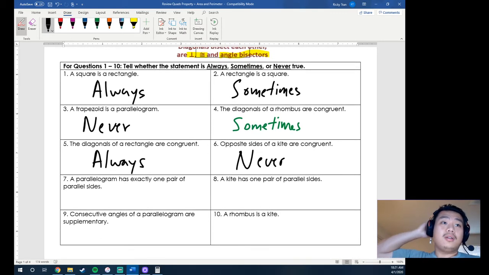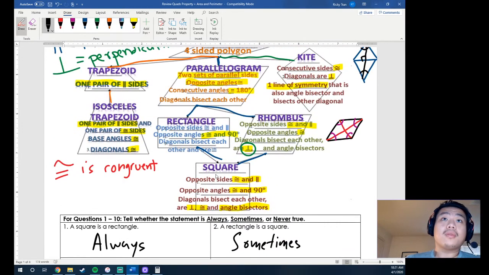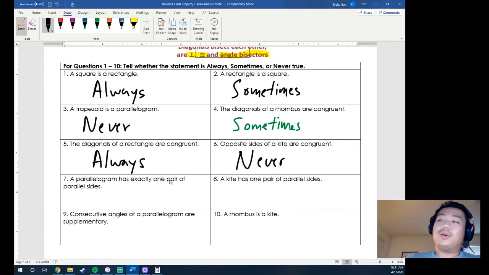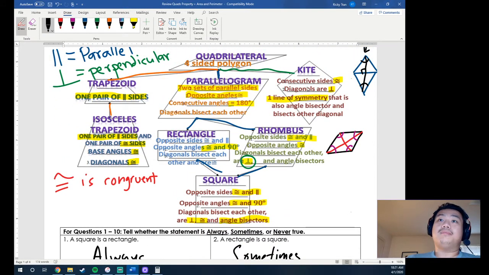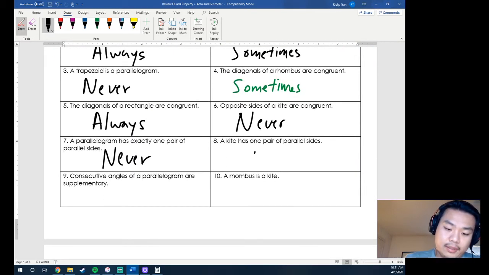Okay? Number 7, a parallelogram has exactly one pair of parallel sides. Let's take a look. A parallelogram has two sets of parallel sides, and this one says exactly one pair. That means no. It always has to have two. That means it'll never have exactly one. So this would be a never. Okay? A kite has one pair of parallel sides. Let's take a look at a kite. Parallel? Nope. A kite can never have a pair of parallel sides. So, never.